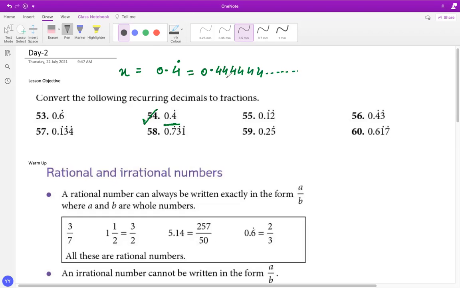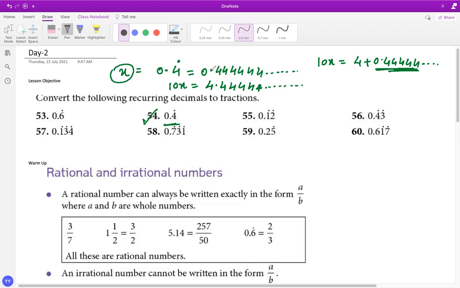Now, since you can see only one digit is recurring here, what we do is we multiply both sides by 10. So if I do that, I get 10x equals 4.4444 and so on. Now, 10x can be broken down as 4 plus 0.4444 and so on.